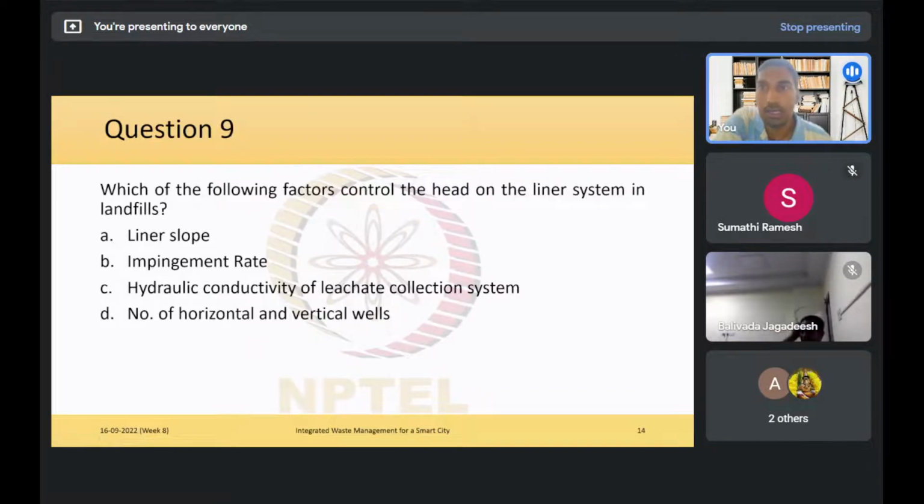Okay. So question 9 is, which of the following factors control the head on the liner system in the landfills? Option A is the liner slope. Option B is impingement rate. Option C, hydraulic conductivity of leachate collection system. And option D is the number of the horizontal and vertical wells. Okay, for this you can use the chat, because we are discussing multiple select questions, where more than one option could be correct.